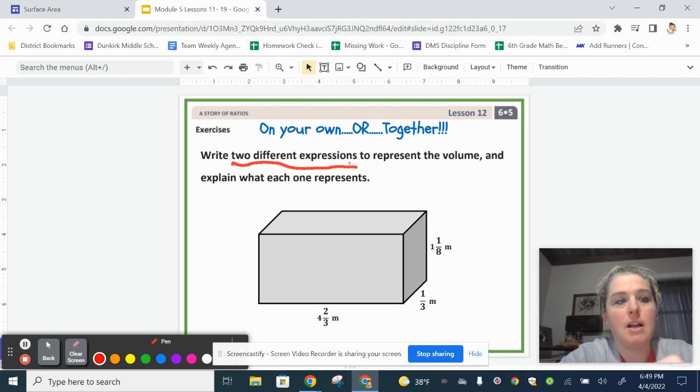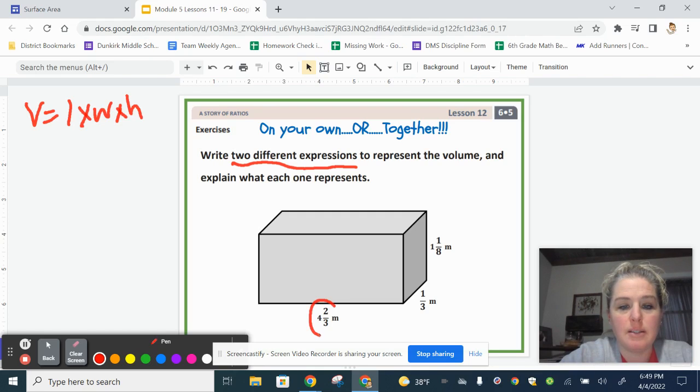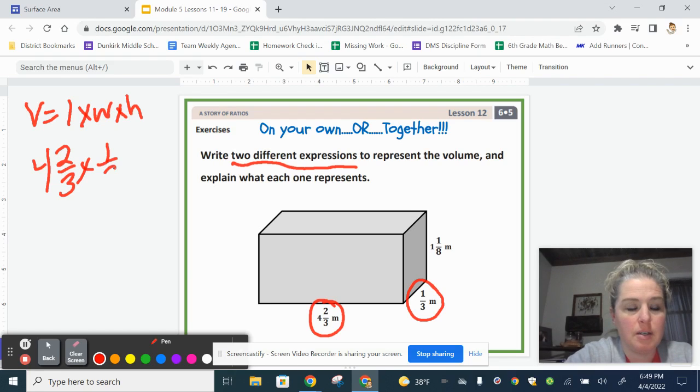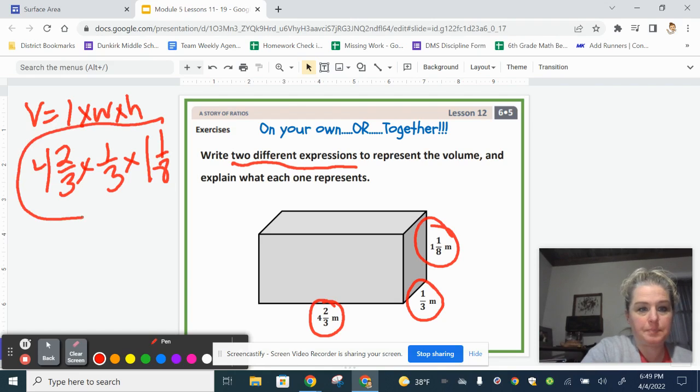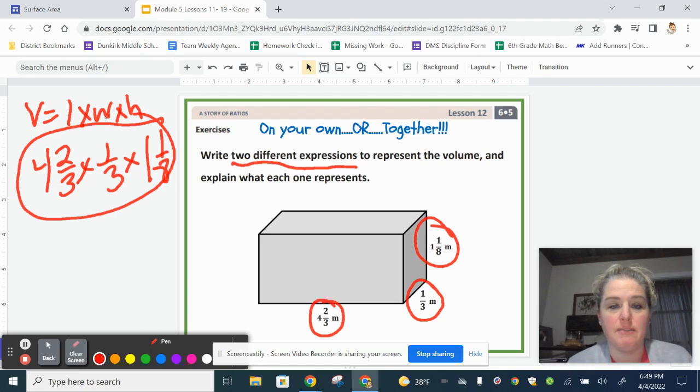All right, so volume, length times width times height. So I know that this is the length, 4 2/3, times the width, which is 1/3, times the height, which is 1 1/8. This is one expression to represent volume, length times width times height.